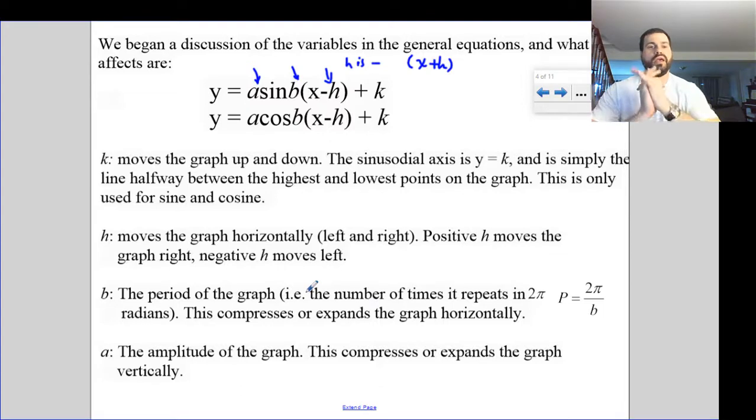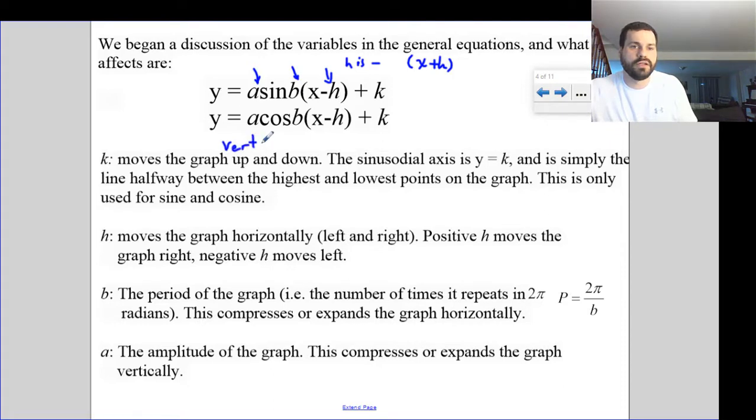All right. So k moves the graph up and down. We just saw that, but it also tells us the sinusoidal axis. So the sinusoidal axis is y equals k. So k tells us up or down, vertical shift, it's called. Okay, so you'll hear it termed the vertical shift or the vertical translation. So you'll sometimes be asked to find the vertical shift or vertical translation. What is that? Well, that's just the up and down, all right? And it also tells me the sinusoidal axis is y equals k.